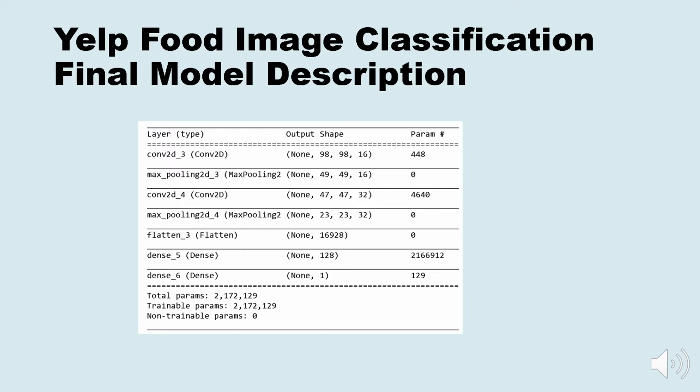Here's the actual description of the model that was ultimately utilized. There were 2 convolutional 2D layers. In addition, max pooling was used for both of those layers. In addition, there was a flattening layer, as well as a dense layer, and then the final sigmoid layer.